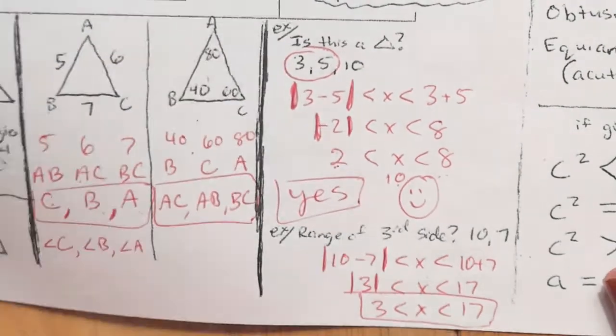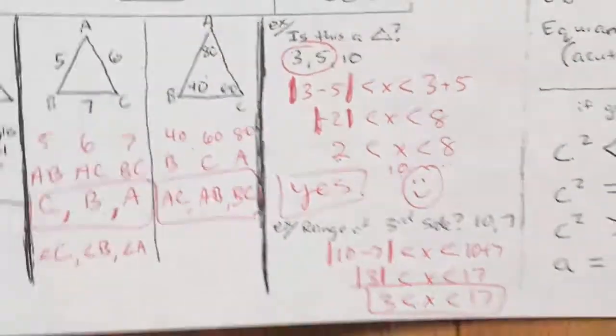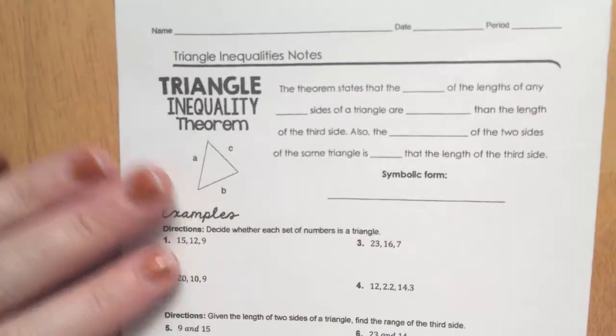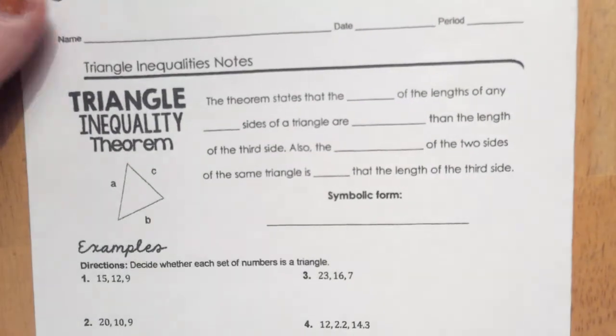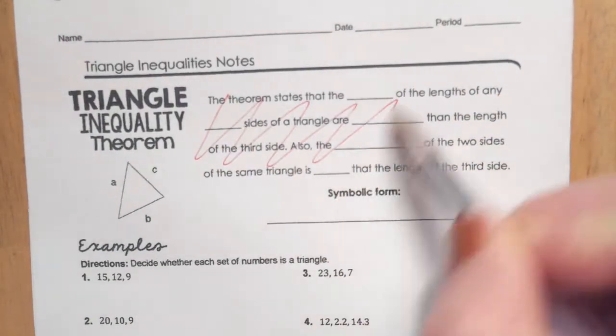Simple. All right, let's actually do some problems. Okay, so we're going to go to page 7. So we're on page 7, triangle inequalities. All right, so this top part, I really don't care about the word part, but let's do about the symbolic.